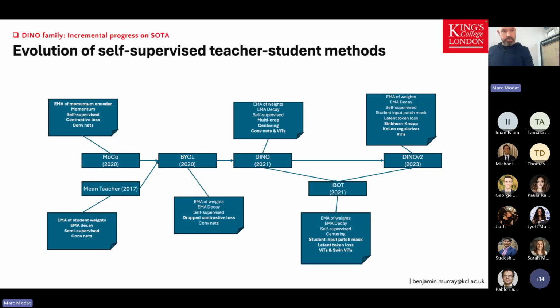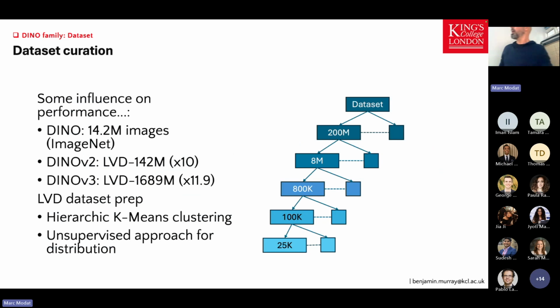I can skip this one just for time. All I'm trying to show you is there's a lot of back and forth in the literature between the various DINO iterations and other models which are doing similar things.